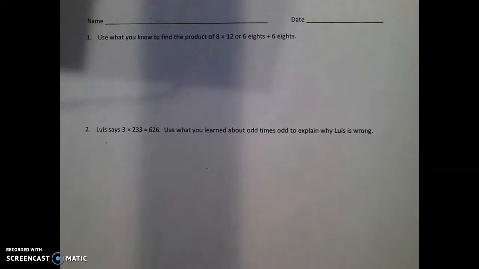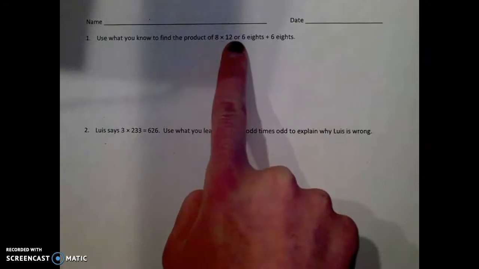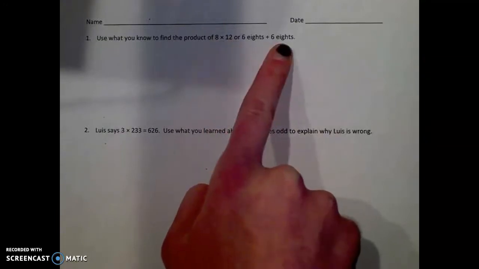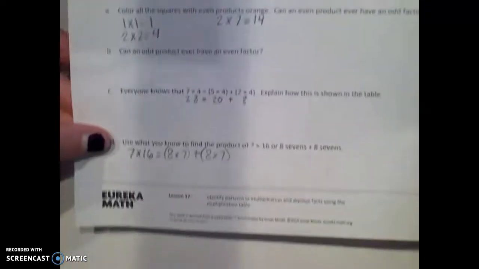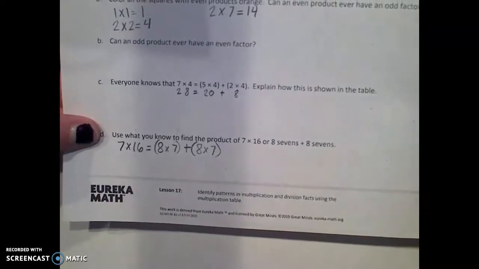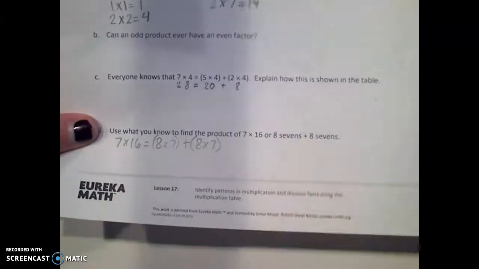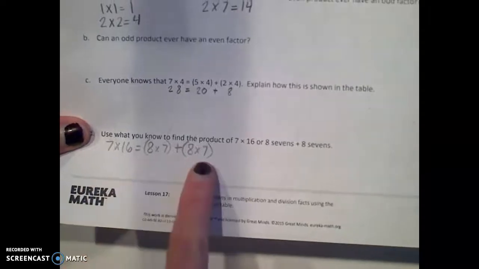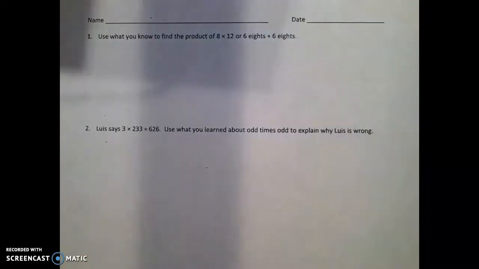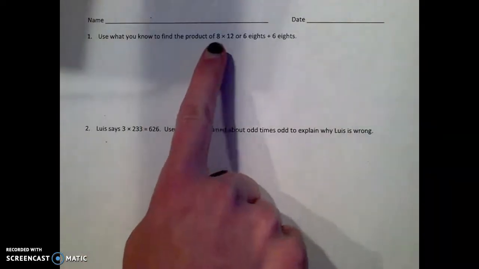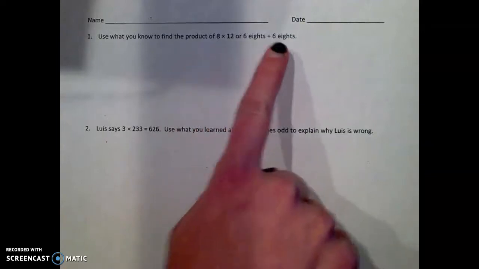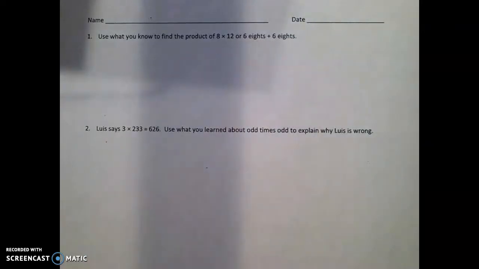Our 2 questions today are, use what you know to find the product of 8 times 12 or 6/8 plus 6/8. Let me give you a hint. This is very, very similar to question D. Okay, we wrote what they gave us into an equation, and then we were going to solve it from there. I want you to do the same thing. 8/12 or 6/8 plus 6/8. I want you to see if you can solve that.